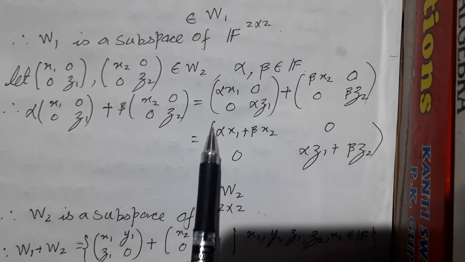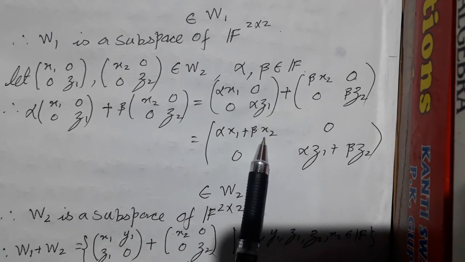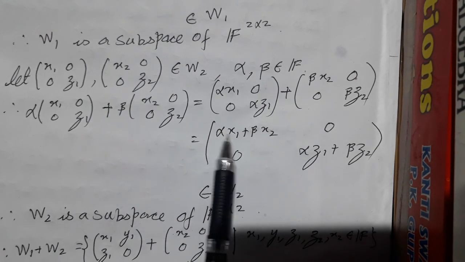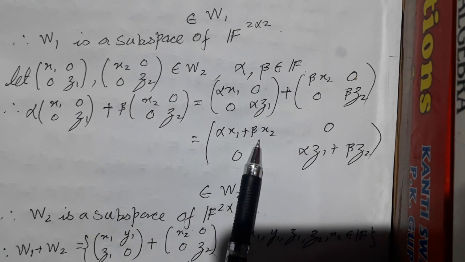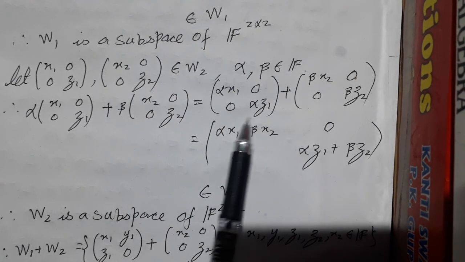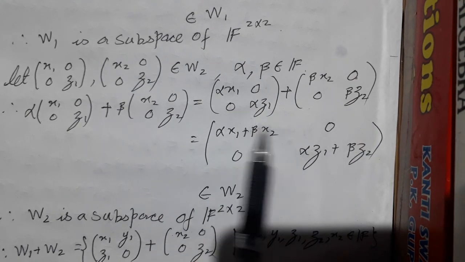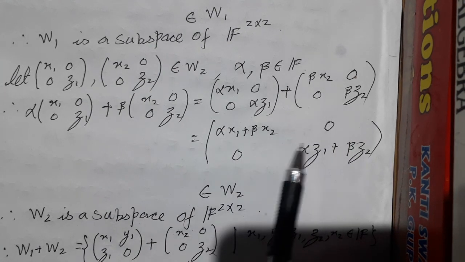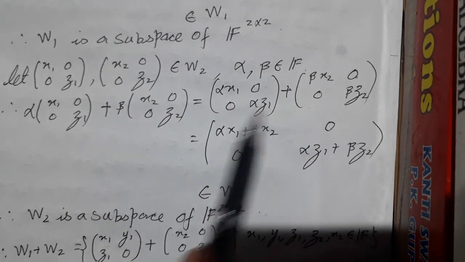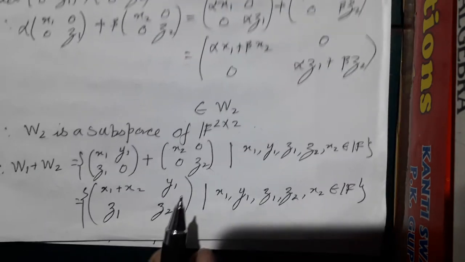So the product of two elements of the field is again an element of the field, and in the same way here. So these two are elements of the field. If we add two elements of the field, it is again an element of the field. So this one will belong to the field, and this also belongs to the field. So it is of the form x, 0, 0, z. Okay, so that is of the type W2. So this belongs to W2. So W2 is a subspace of F2 cross 2.